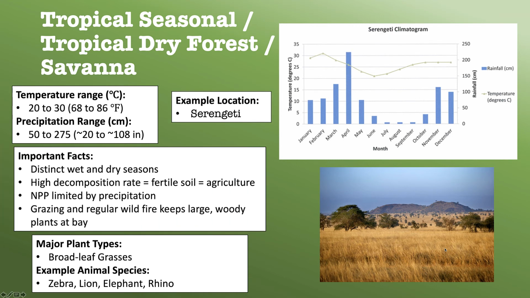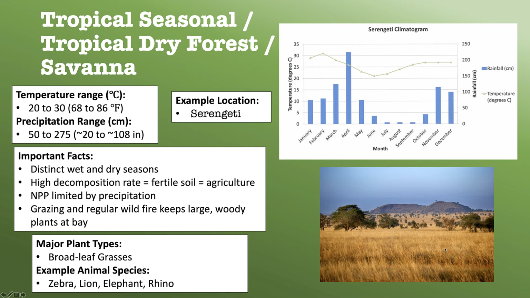Now, what's interesting about this biome is that it has a distinct dry and wet season. The winter months, or our summer, I should say. So that would be like July, August, September. Those are the dry months, the dry season. And then from November to April or May, that's when you start getting the wet season where most of the growth happens. Now, because of the high temperatures, you get lots of decomposition.